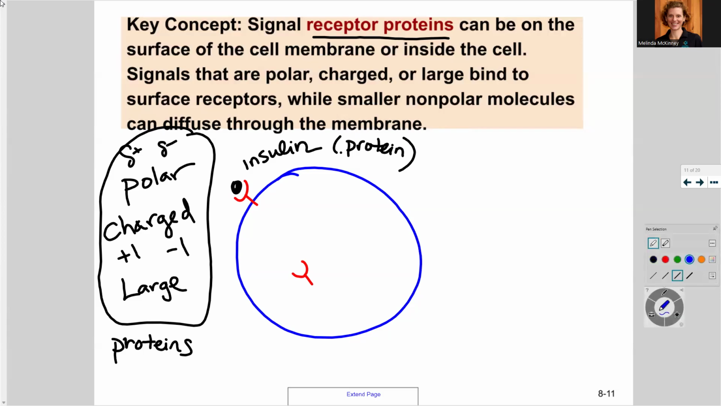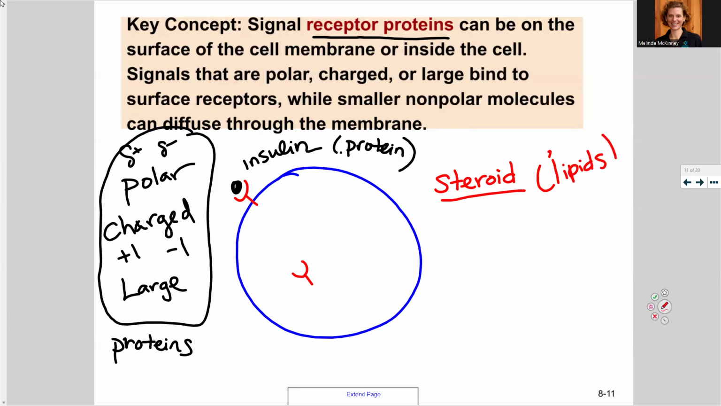And then things that can diffuse through are things that are nonpolar. So the thing that we went over in this class a lot are steroids. So steroids are a class of hormones that are lipid-based. So they're made out of lipids. So this would be testosterone, estrogen, cortisol, which is a stress-released hormone. And so those, they're basically 4-ring structure lipids. Lipids don't all look the same, but they're all nonpolar. So these are going to go straight through.